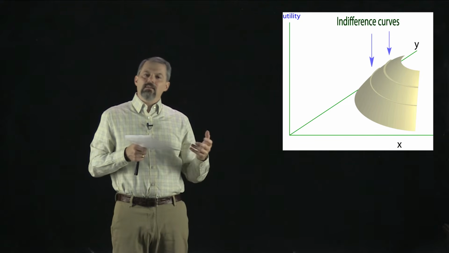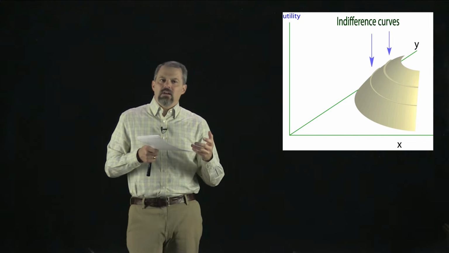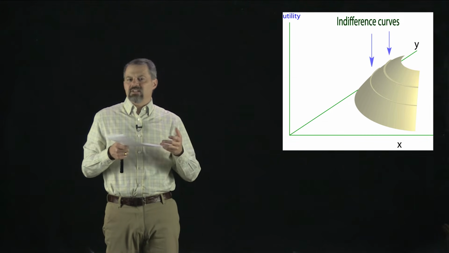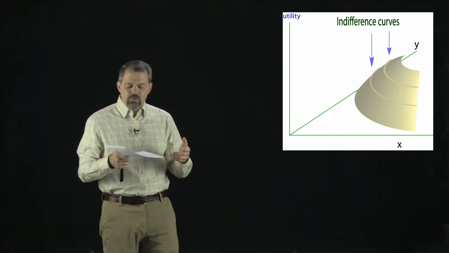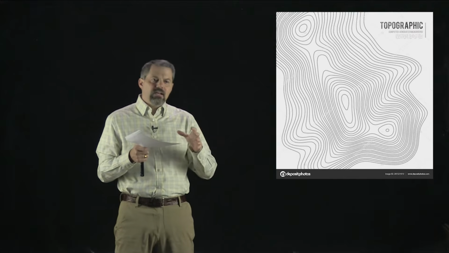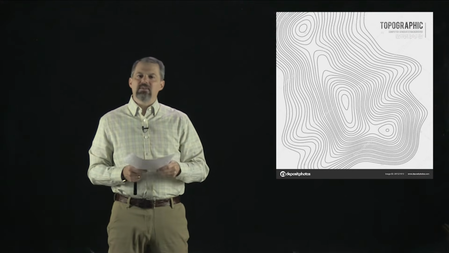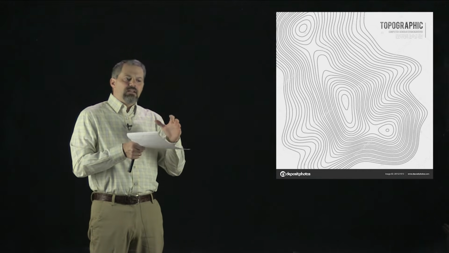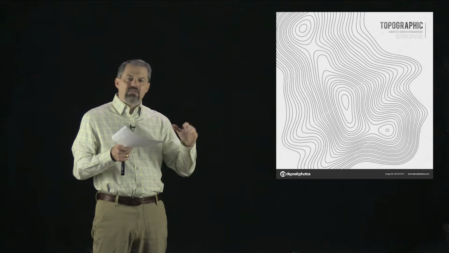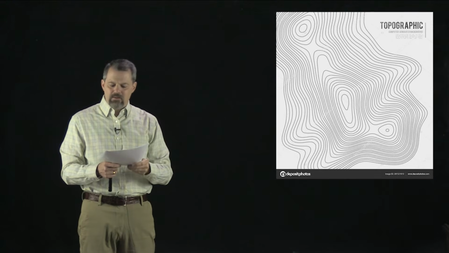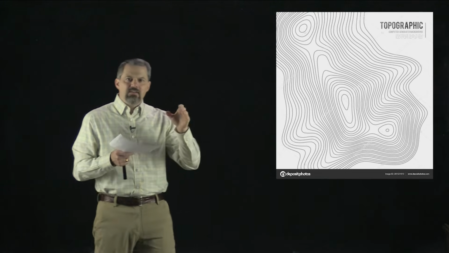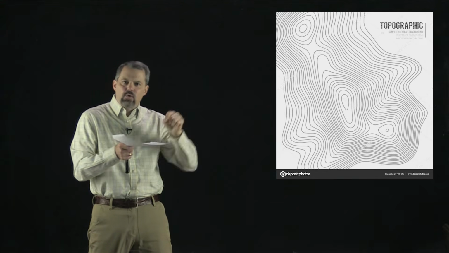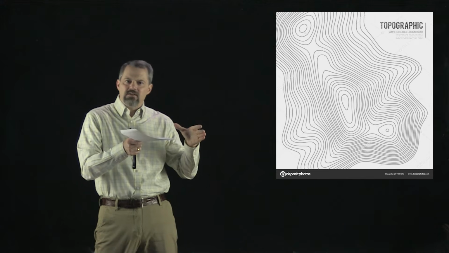Now, the idea behind a utility function and the idea behind the indifference curves is very similar. Actually, it's the exact same idea as a topographic map. If you look at a topographic map, this will help you understand why the indifference curves can never cross. What you'll see is that each line corresponds to a particular elevation.